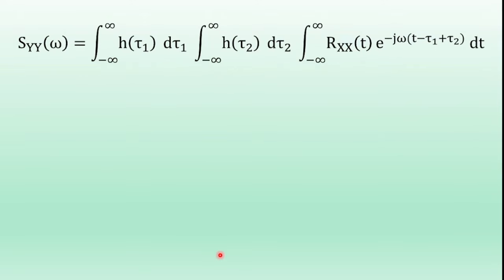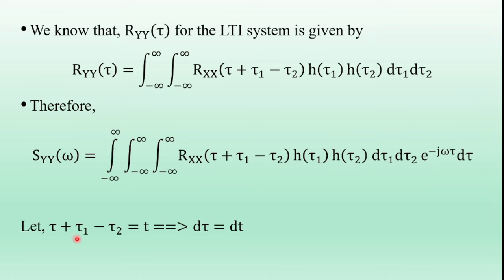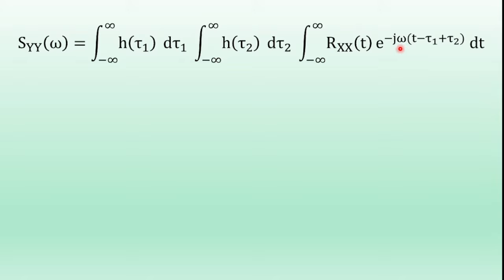So the RHS term of the above equation is arranged as the integral from minus infinity to infinity of h of tau 1 d tau 1, the integral of h of tau 2 d tau 2, and the integral of Rxx of t, where the bracket term is considered as t, into e power minus j omega tau. Now tau plus tau 1 minus tau 2 is considered as t. From this expression, tau equals t minus tau 1 plus tau 2. Then substitute the tau value into the exponential term, that is, e power minus j omega of t minus tau 1 plus tau 2 into d tau.